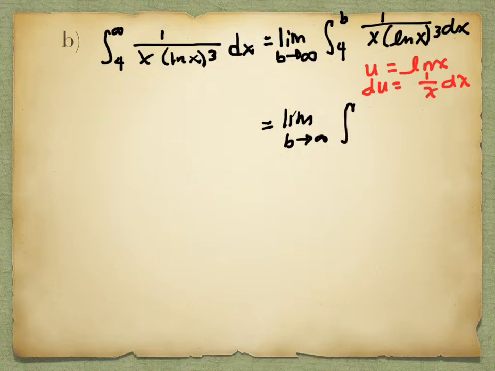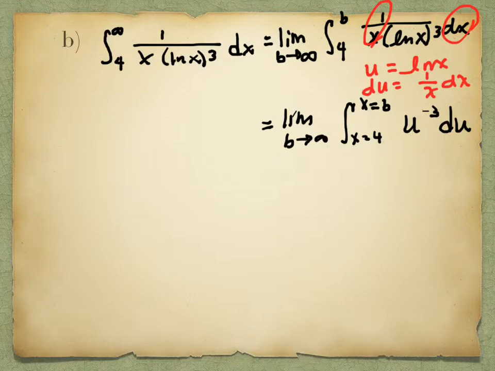Because I'm changing this into a u substitution, I have to be really careful with my limits of integration. I'm going to write down x equals 4 to x equals b. And then this would end up becoming 1 over u cubed, which is u to the negative 3 du. The du portion of it is the 1 over x and the dx, so those get replaced by du. Of course, the natural log of x is in the denominator, so the u cubed would be in the denominator, which makes it u to the negative 3rd. All right, next we're going to integrate u to the negative 3rd, which is u to the negative 2nd.